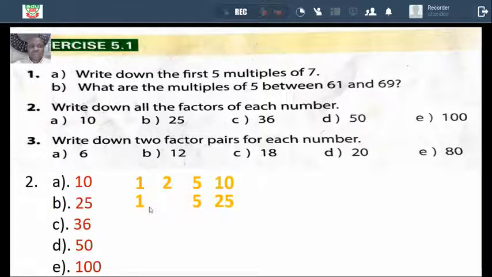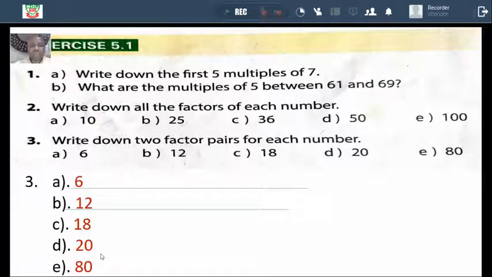Now, I'm going to leave you with C, D, and E for you to answer. You can pause the video, answer them on your booklet, on your piece of paper, and check and verify that you got them right. Now, when you are done with it, you'll join me as we continue and do number 3. Number 3 said, write down 2 factor pairs for each number.